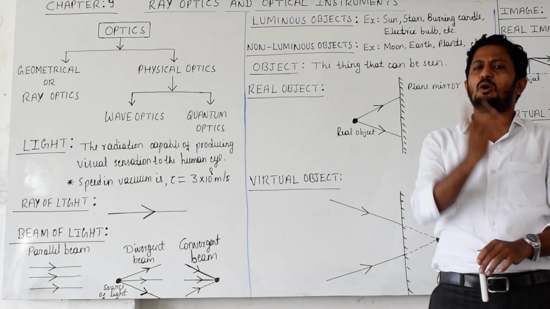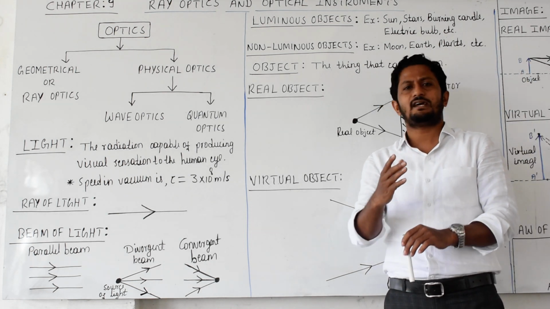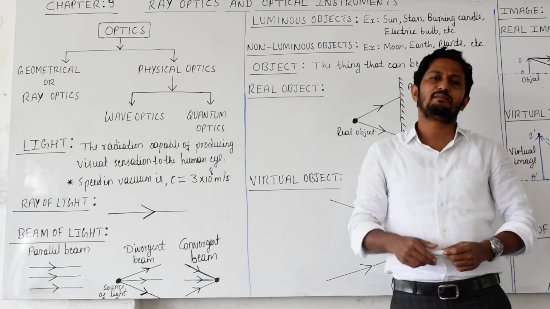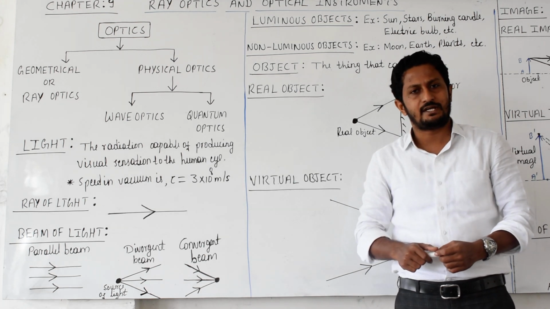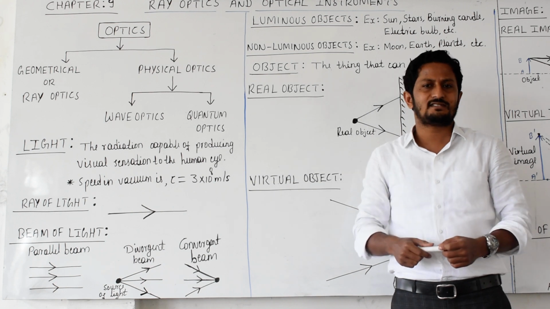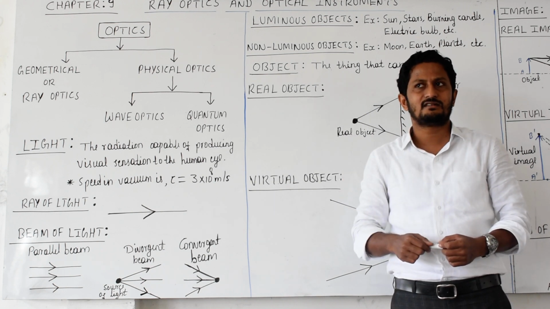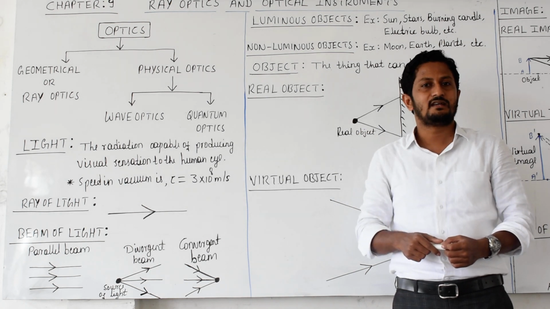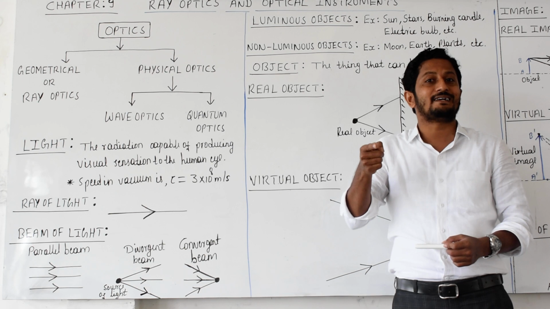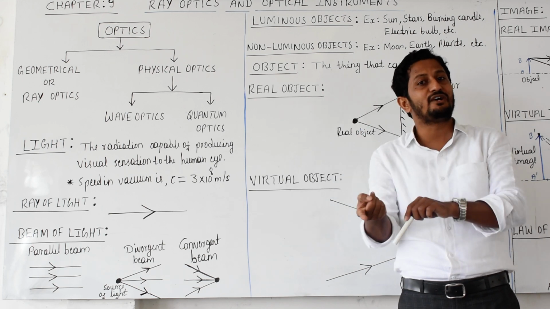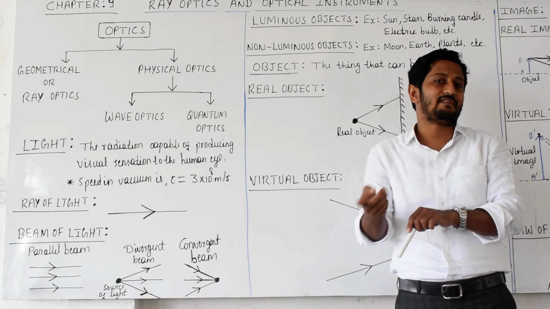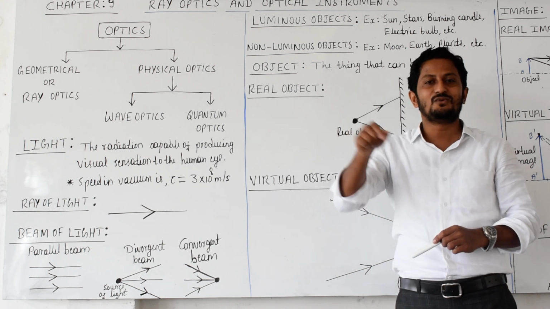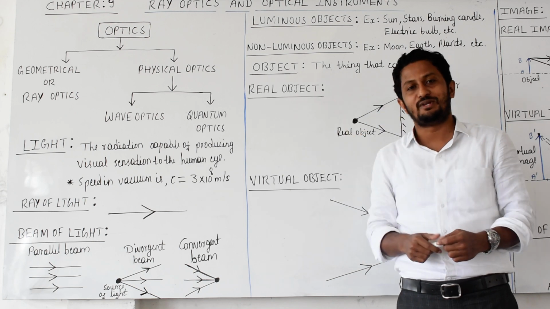There are many of them. All planets. Planets are not emitting their own light energy. We call them non-luminous objects. Many are the plants. We can see the plants. They are not emitting light rays even though we can see them. Why? Because they re-emit the light rays which fall on them. They are not emitting their own light. So we call them non-luminous objects.